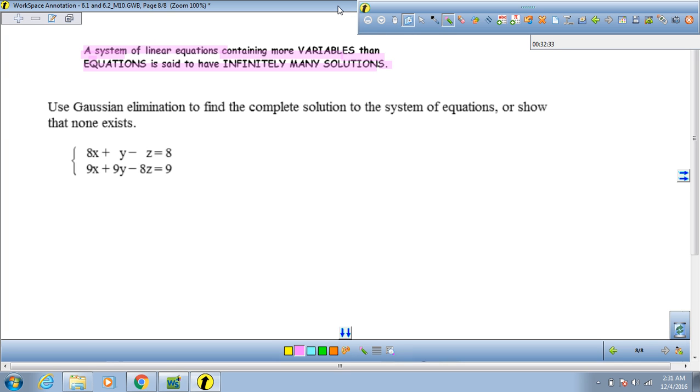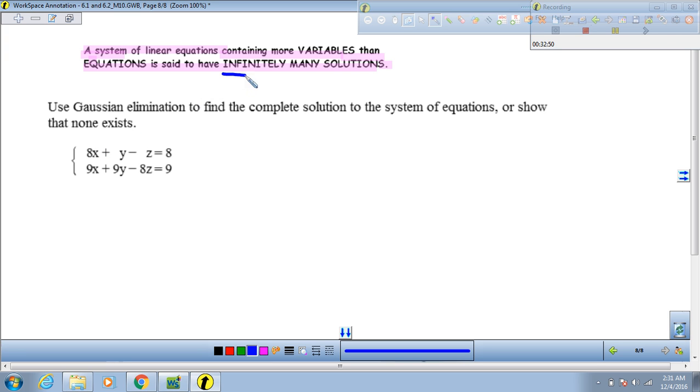Okay, let's read it again. A system of linear equations containing more variables than equations is said to have infinitely many solutions. So automatically, every time you see that there's more variables than equations, the answer is going to be infinitely many solutions. We can see on this one that we have x, y, and z, 3 variables, and yet we only have 2 equations. So automatically we know that's going to be the kind of answer. But does that save you working it out? No, you still have to work it out, even with 2 equations only.